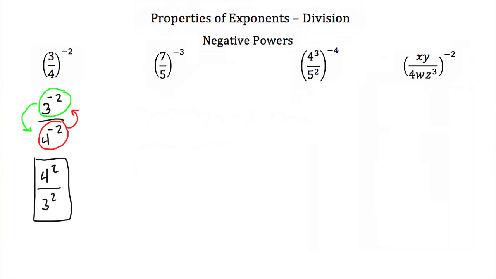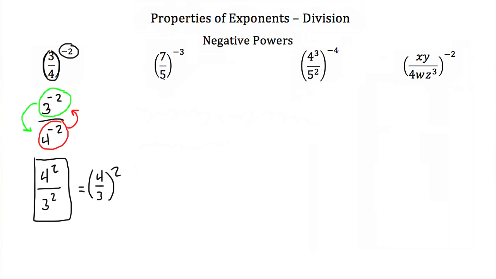So what we've done here is basically change this 2 into a positive and then take our division here and use the reciprocal. This is the same as 4/3 squared. So let's try this again.